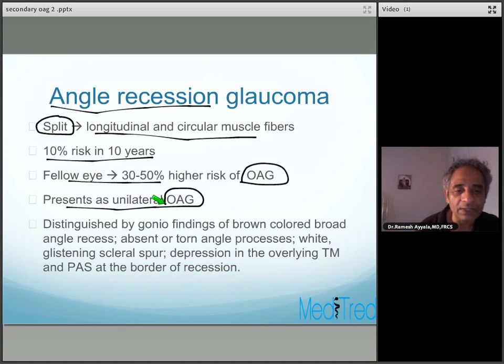It can be distinguished from primary open angle glaucoma by the simple act of doing a gonioscopic examination, which will reveal the following findings: brown colored broad angle recess, absent or torn angle processes, white glistening scleral spur, depression in the overlying trabecular meshwork, and peripheral adhesions at the border of recession.